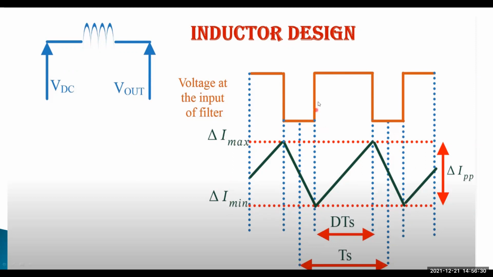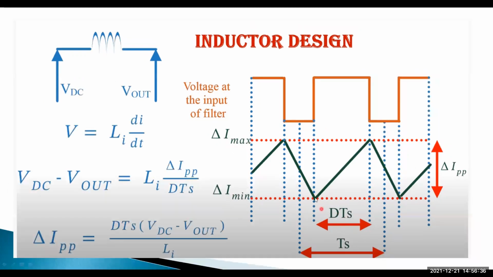One complete cycle is called the time period Ts, and D is the duty cycle. The voltage across the inductor is V = L di/dt. Then VDC minus V output is equal to L into delta I pp by D Ts. So delta I pp is equal to D Ts into (VDC minus V output) by L. This is the output peak to peak ripple current equation.